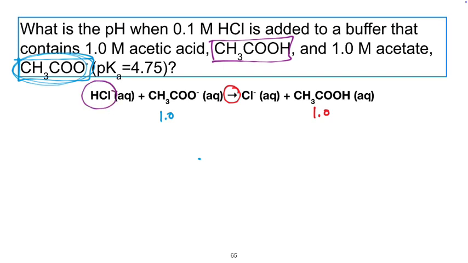That HCl is going to react, causing a decrease in the concentration of acetate. But where does the acetate go when it reacts? It goes to the products, which means the acetate must go up. Sorry, acetic acid must go up. What does this mean? We have new initial conditions within our ice table. If we wanted to go an ice table route, we have 0.9 and we have 1.1.